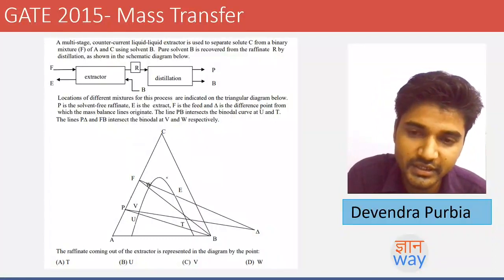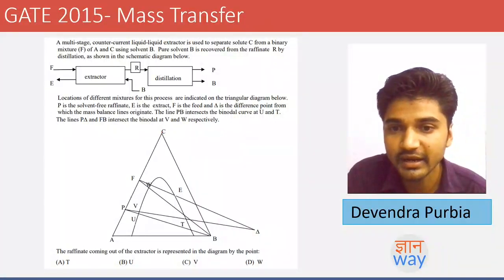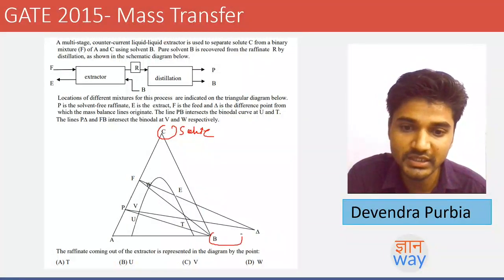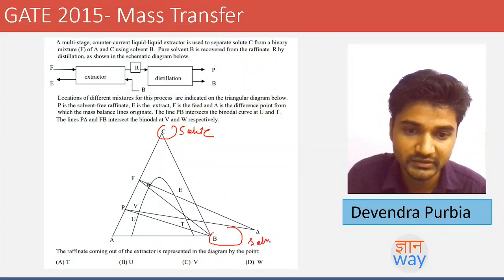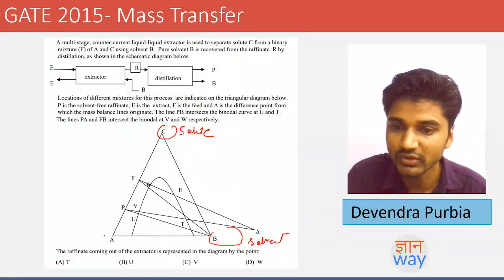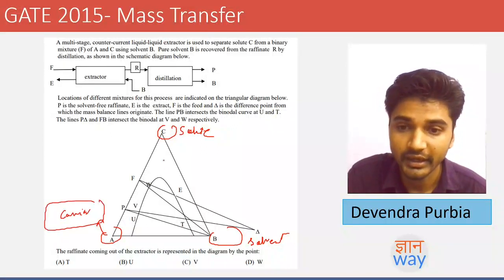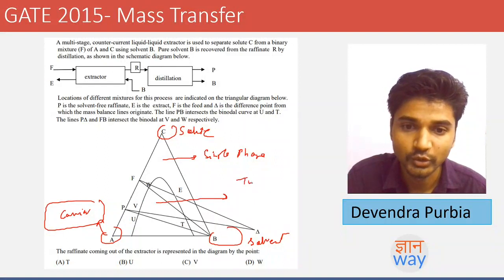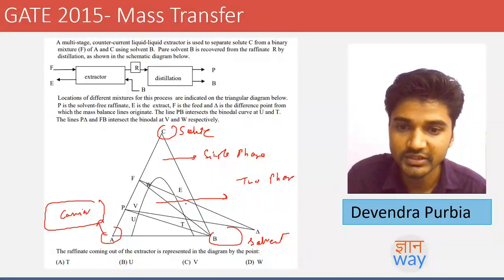So first we will understand this diagram. This is the solute. We have this B as solvent, and we need to extract C, which is present in A. So this is the carrier. Now, as you know, this part is the single phase part of the ternary diagram. This part denotes the two phase region. This is the equilibrium curve.